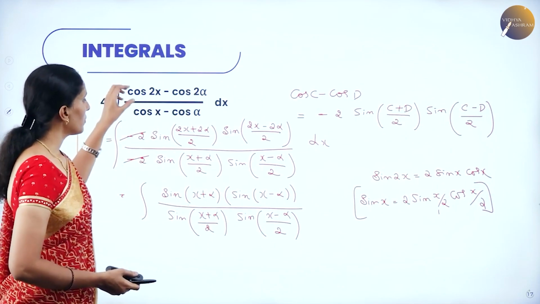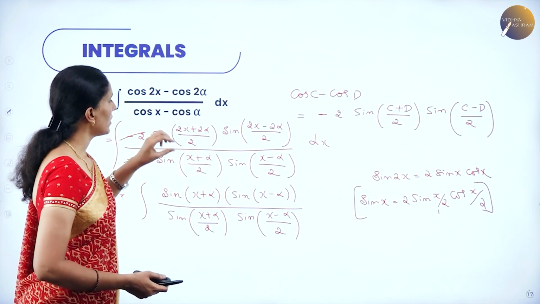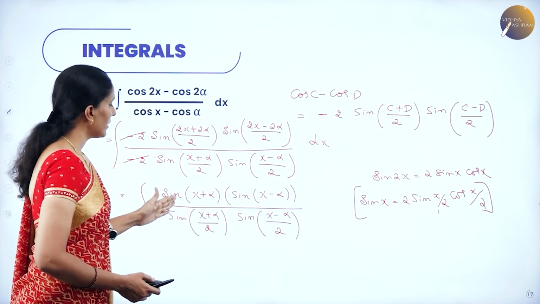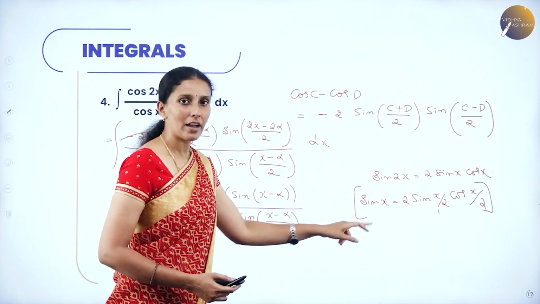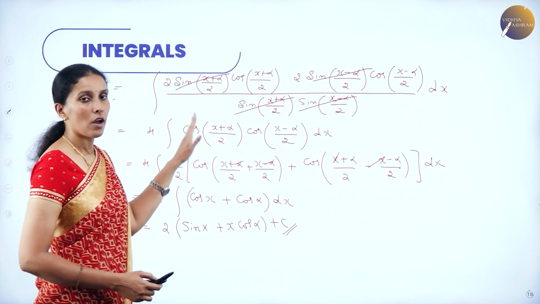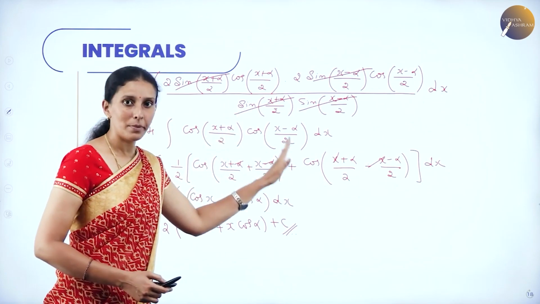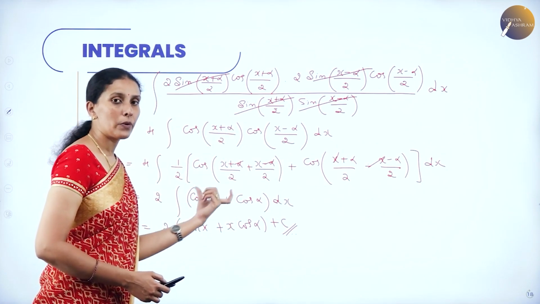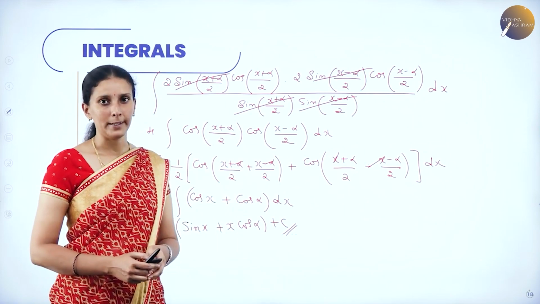So here use the cos C minus cos D formula for both numerator and denominator. Again, in this step, you are going to use the half angle formula of sin x. Then again, you are going to use the cos A, cos B transformation formula so that you can simplify it. Then you can get the standard form of integrals.